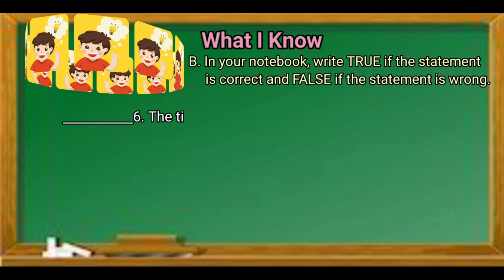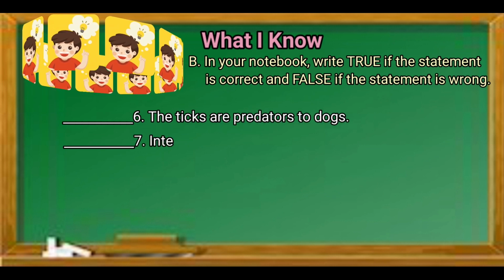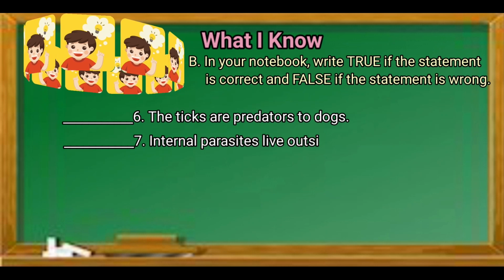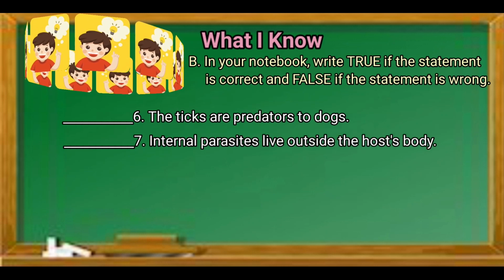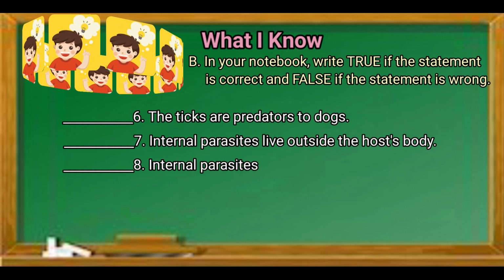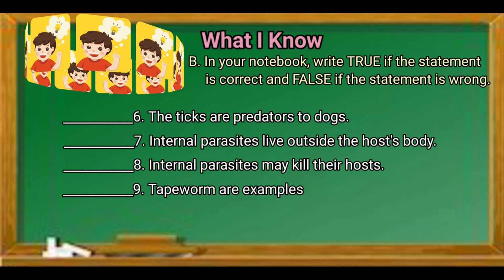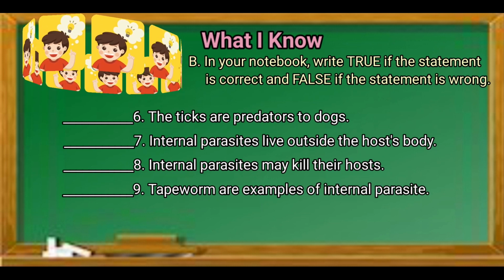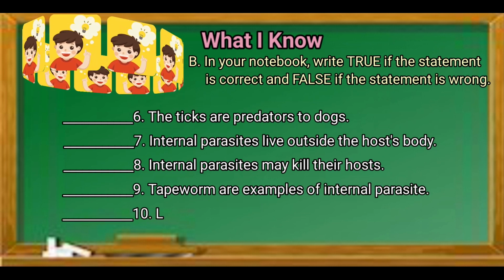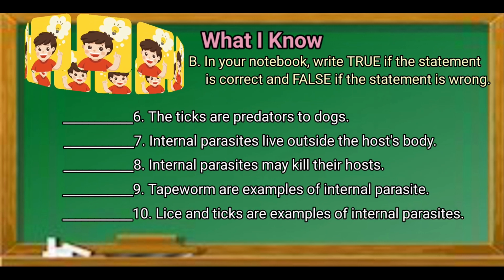Sixth, the ticks are predators to dogs. Seventh, internal parasites live outside the host's body. Eighth, internal parasites may kill their hosts. Ninth, tapeworms are examples of internal parasites. Tenth, lice and ticks are examples of internal parasites.